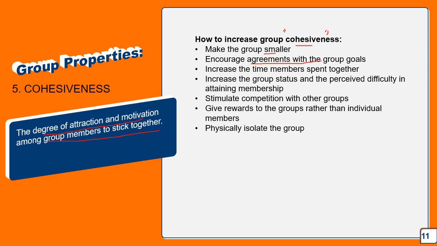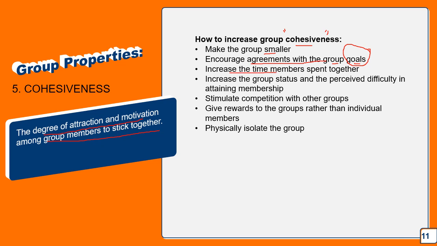Encourage agreement with group goal, meaning that try to make sure that each and every group member agrees to the group goal, meaning that agree to what to be achieved in the group. So when each and every group member agrees on the group goal, they will work together to achieve the goal that they have agreed. So let's say group number 1 agrees to achieve a goal of 1 million ringgit profit. So each and every group member agrees on this goal, 1 million ringgit profit. So then all the group members will work hard and they will work together to achieve that 1 million ringgit profit. So they will be very cohesive and very close.